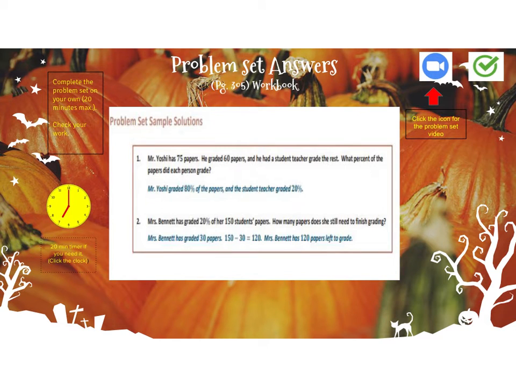This is the problem set for lesson 27. We're looking at page 305 in your workbook. Do this for 20 minutes or less. I don't think you'll need that. We've got the timer on the lower left.